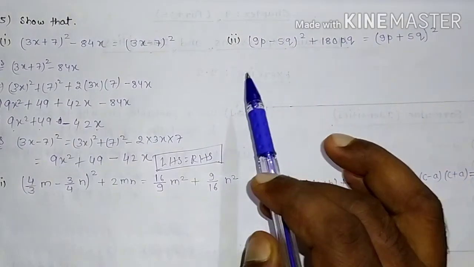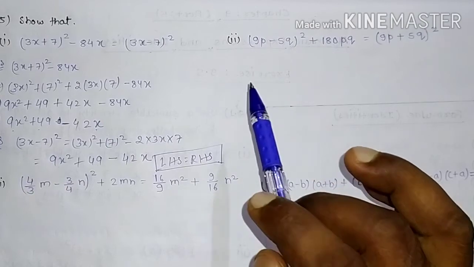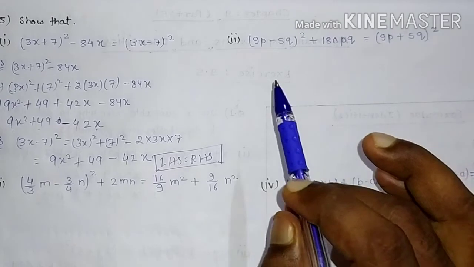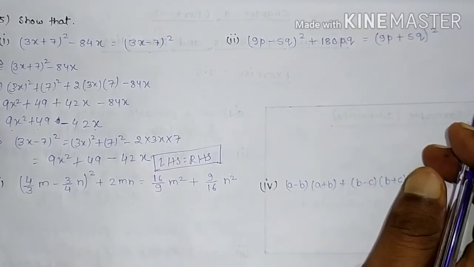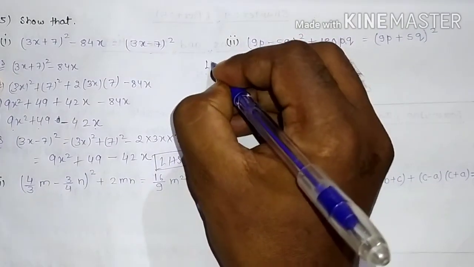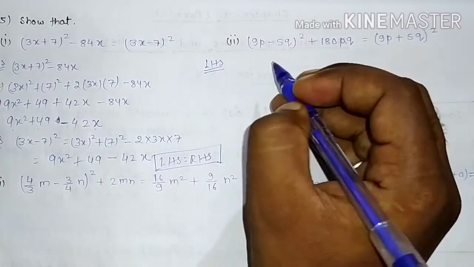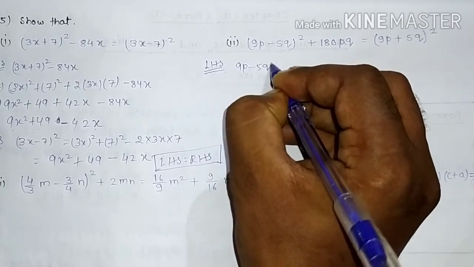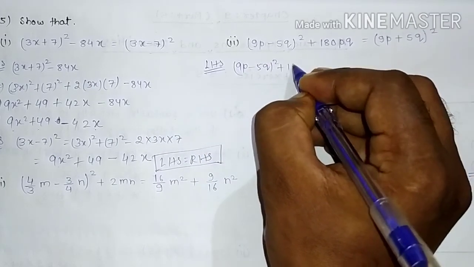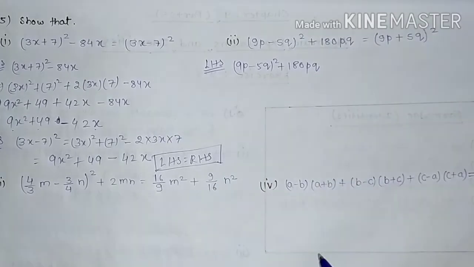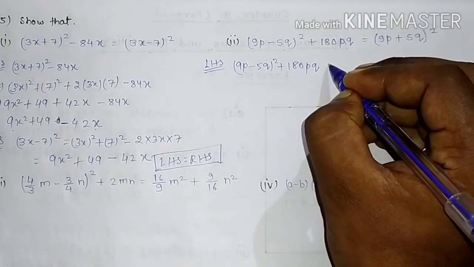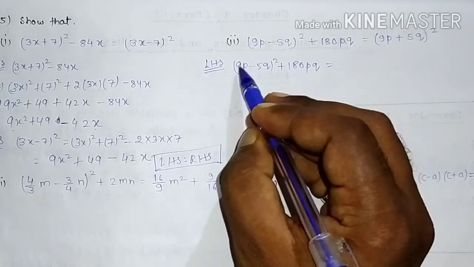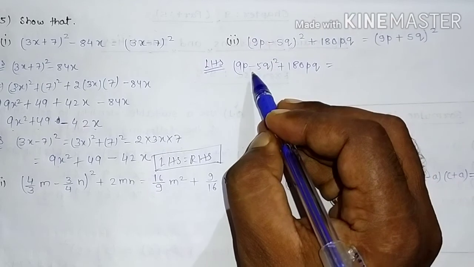First we have to solve the LHS part, then we have to solve the RHS part, and then we have to show LHS equals RHS. So simply, first of all, take the LHS part, that is (9p minus 5q) to the whole square plus 180pq. To simplify it, this is (A minus B) whole square. This expression is in the form of (A minus B) whole square. So just apply the formula.